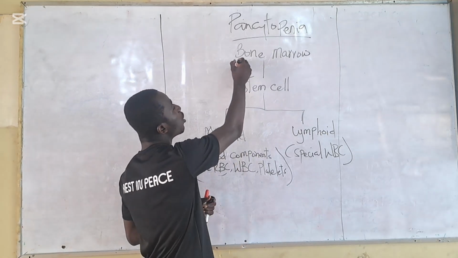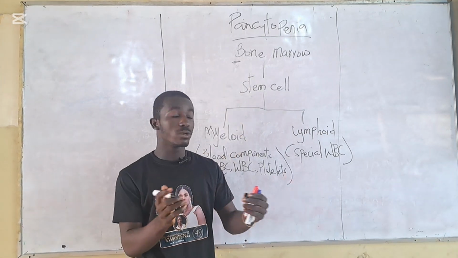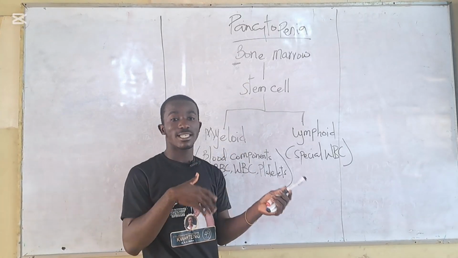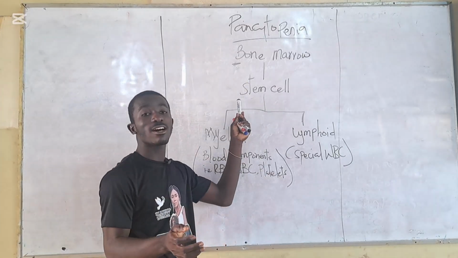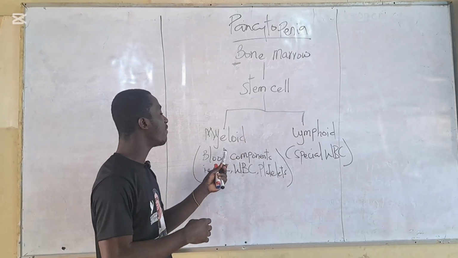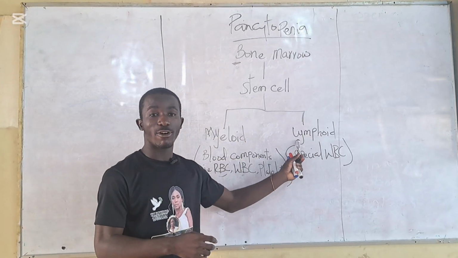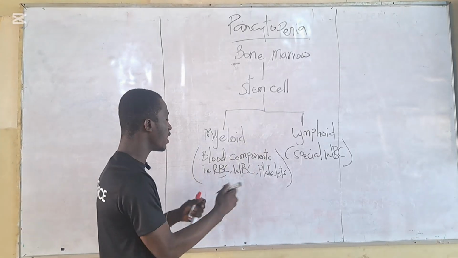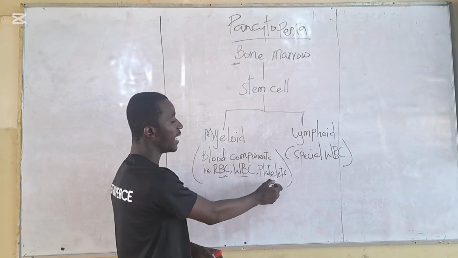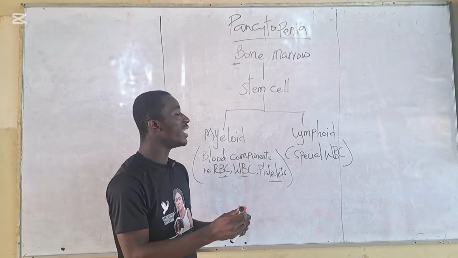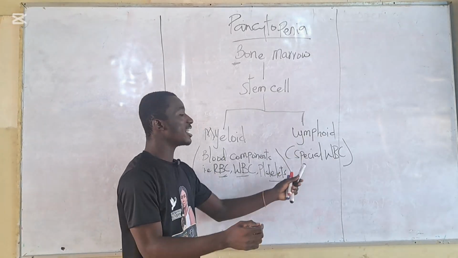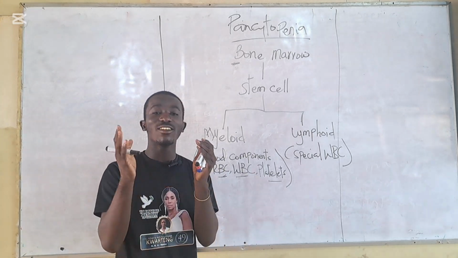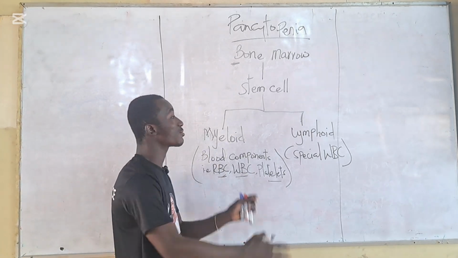We all have our bone marrow in the long bones. In the bone marrow, we have something called the undifferentiated mesenchymal stem cells. The stem cells branch into two main cells, the myeloid cell and the lymphoid cell. The myeloid cell has to do with the blood components, that is the RBCs, the WBCs, and the platelets. The lymphoid cells have to do with the specialized WBC, that is the lymphocytes. In a healthy human being, that is what is happening.